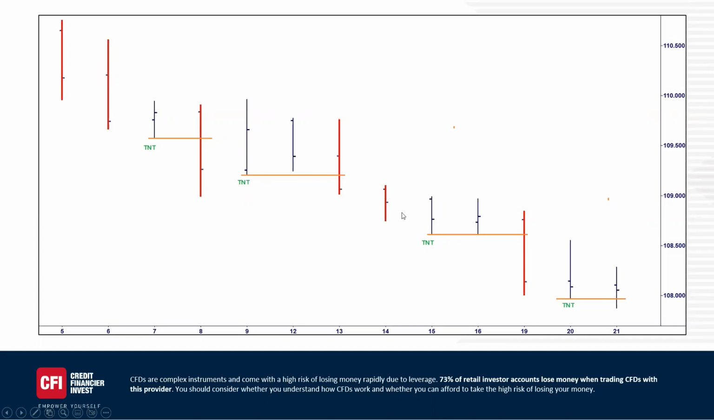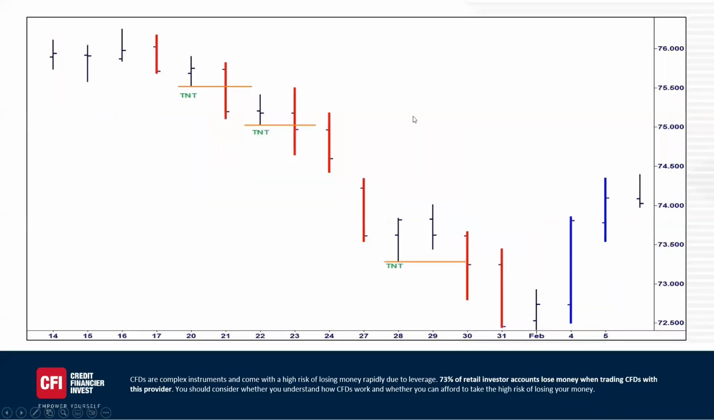Down it goes, 1, 2. Then we get another non-thrust bar here. We draw the line under the low. Inside bar here, nothing doing, and then this is the sell bar here. Down it goes. Same again here, and it's starting to break down here.